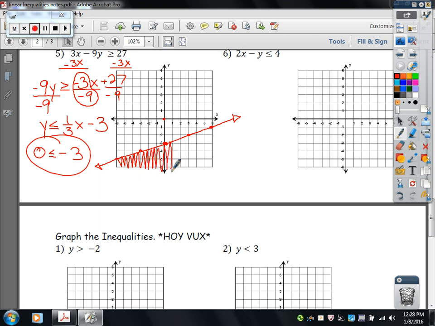Guys, you don't have to know how to do the cheat. You do not have to. It's very helpful, but just know. How are we?